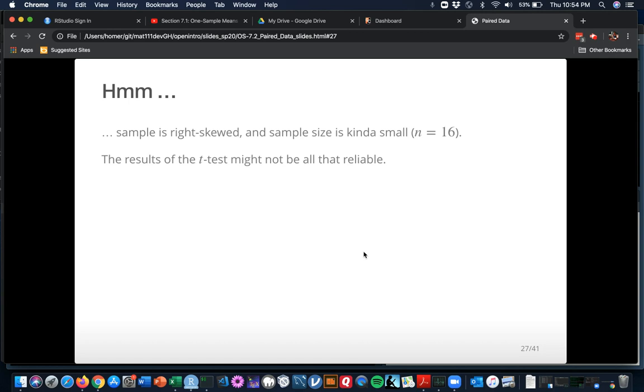And that means, well, the sample is right skewed, then maybe the population is also kind of right skewed, and so kind of far away from normal. And the sample size is kind of small. So maybe this t distribution approximation for the t-test might not be all that reliable. Maybe we can't trust the p-value that we're getting from this routine to be the real p-value for this situation. And maybe the 95% confidence interval doesn't really have the level of confidence that it advertises itself to have.